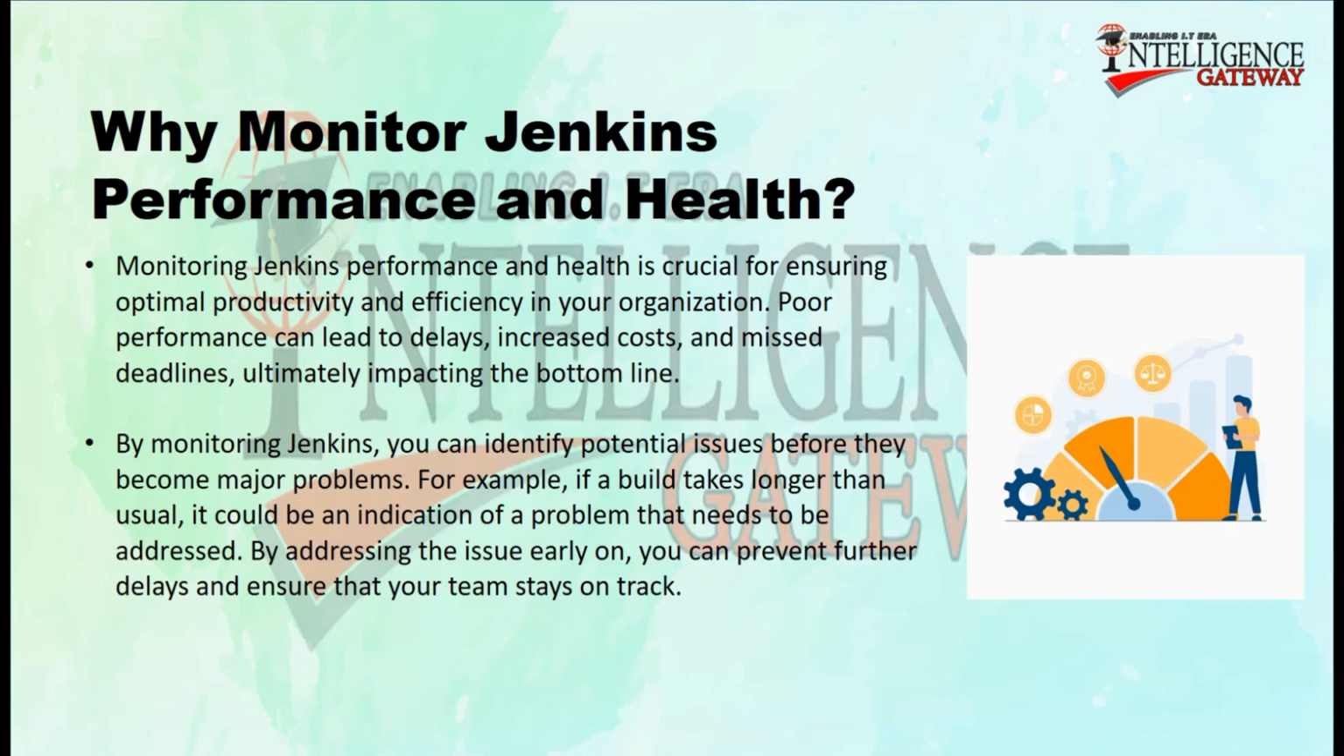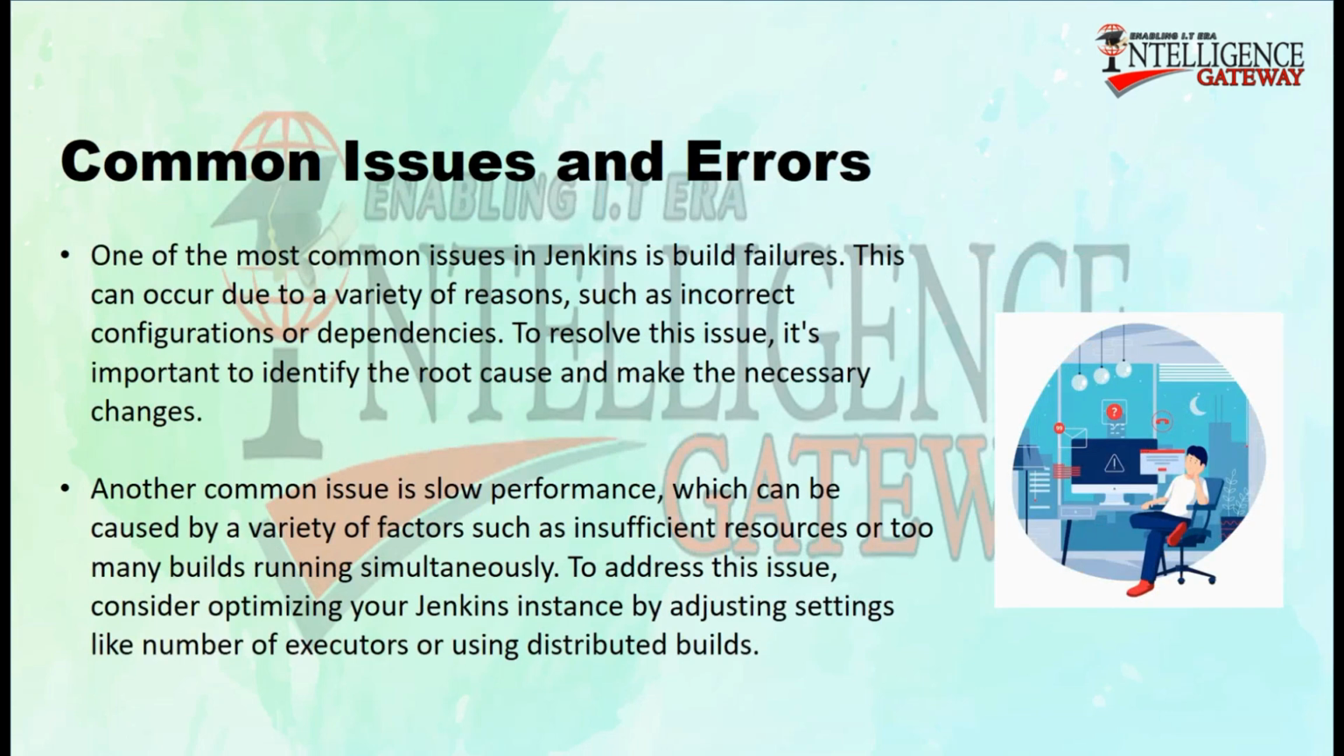By monitoring Jenkins, you can identify potential issues before they become major problems. For example, if a build takes longer than usual, it could be an indication of a problem that needs to be addressed. By addressing the issue early on, you can prevent further delays and ensure that your team stays on track. Common issues and errors. One of the most common issues in Jenkins is build failures. This can occur due to a variety of reasons, such as incorrect configurations or dependencies.